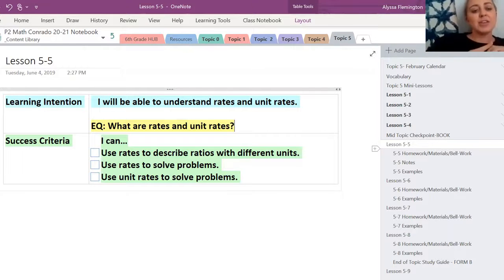You can, 1, use rates to describe ratios with different units. 2, use rates to solve problems. And 3, use unit rates to solve problems. Now let's take out those notes and learn all the things.